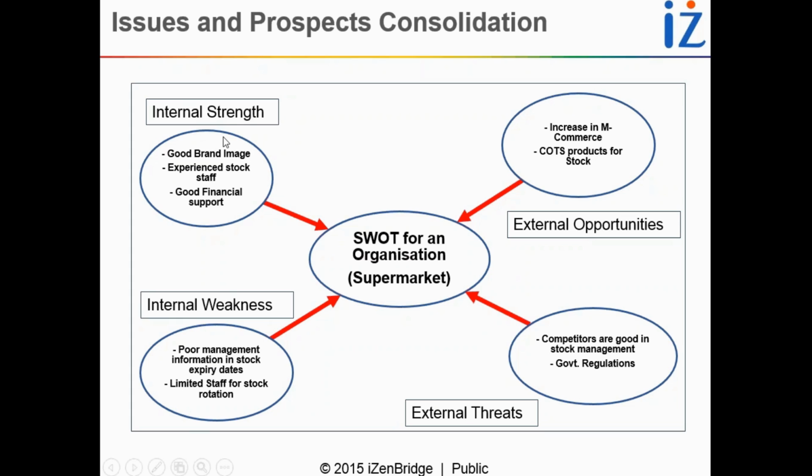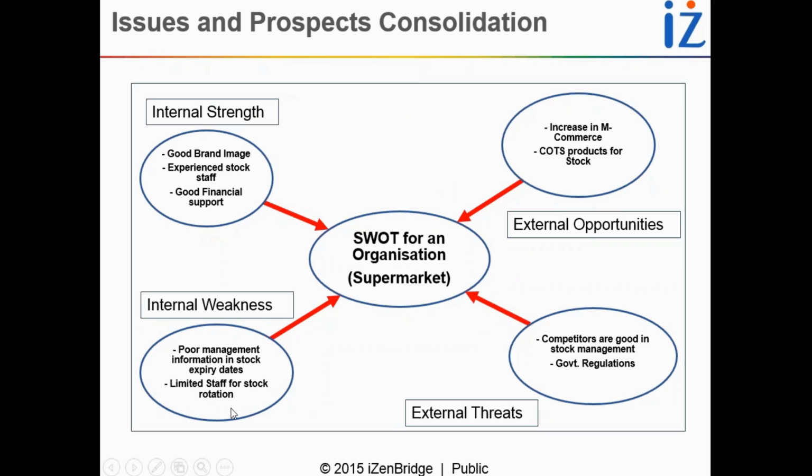Here you are having good brand image, and there is an increase in m-commerce. Why not collaborate with an organization which can give you an application where the supermarket can develop a new distribution channel? They can provide a way where buyers can buy their groceries and fresh dairy products using online marketplace.